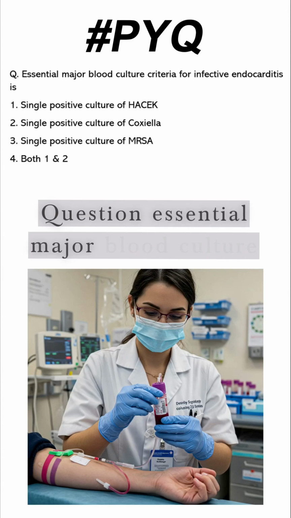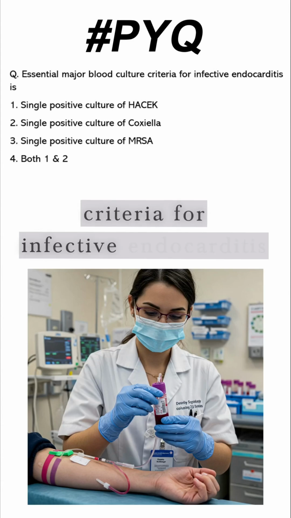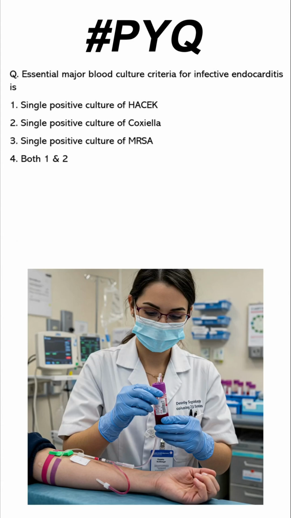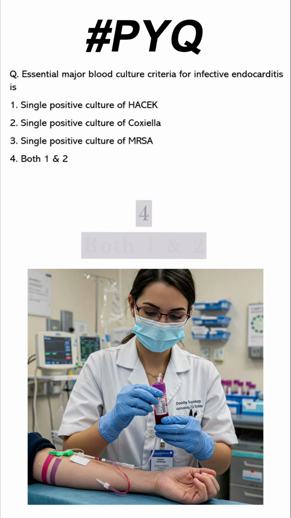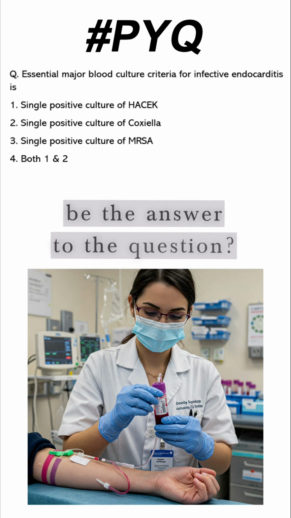Question. Essential major blood culture criteria for infective endocarditis. 1. Single positive culture of HACEK. 2. Single positive culture of Coxiella. 3. Single positive culture of MRSA. 4. Both 1 and 2. So, what do you think should be the answer to the question?